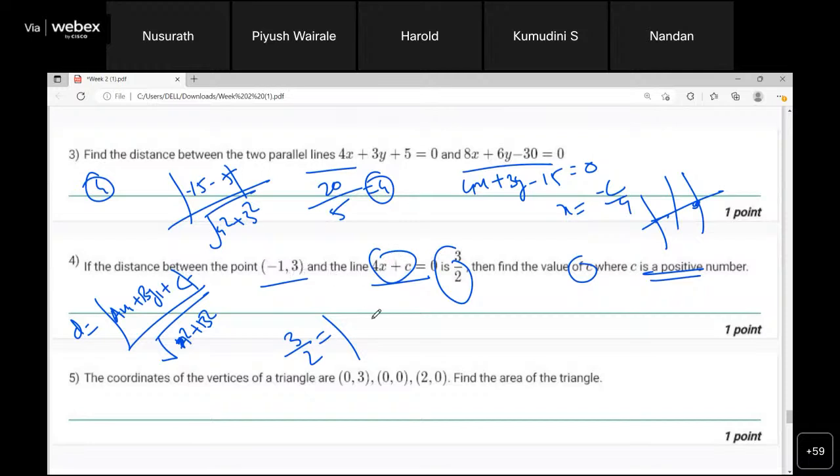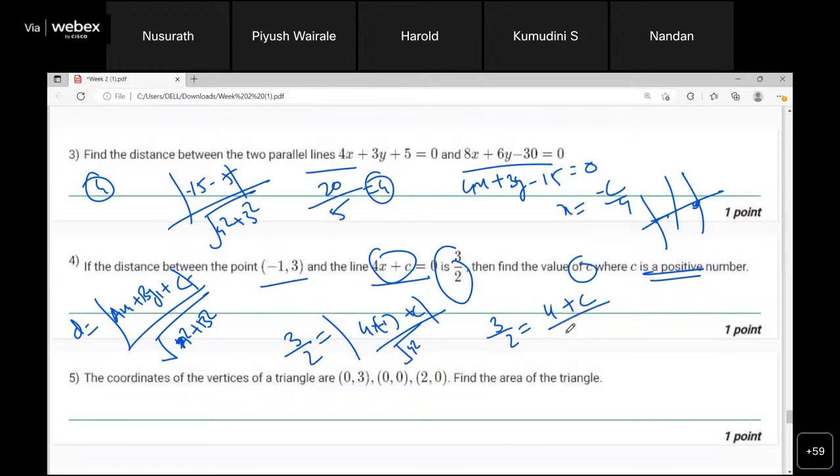Put x1, that is minus 1. So 4 into minus 1. We don't have y, so plus C, right? So plus C under root of a square plus b square. B is 0 here, a is 4 only, 4 square. So it will be 3 by 2. It will be 4 plus C.